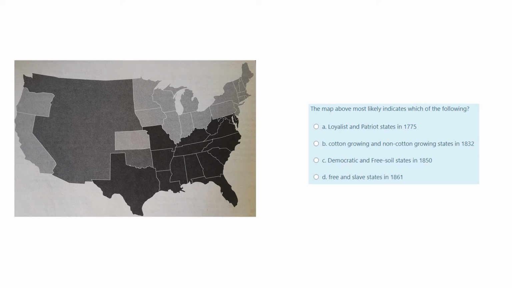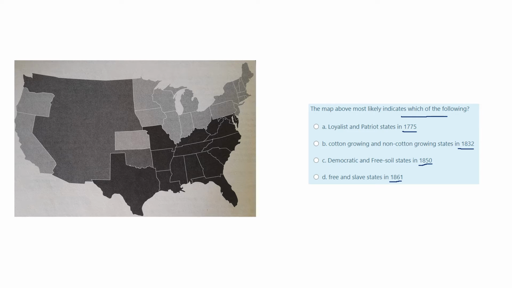Now we have a map. This map probably shows which of the following. Now, let's look at the dates first. We have Loyalist and Patriot states in 1775, Cotton and non-Cotton states in 1832, Democrat and Free states in 1850, and Free and Slave states in 1861.